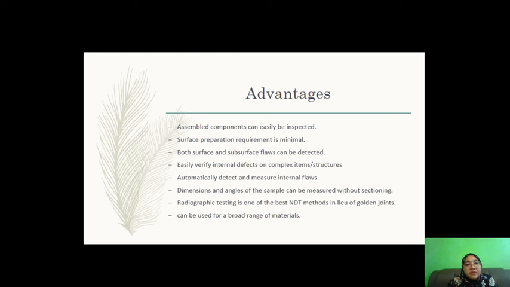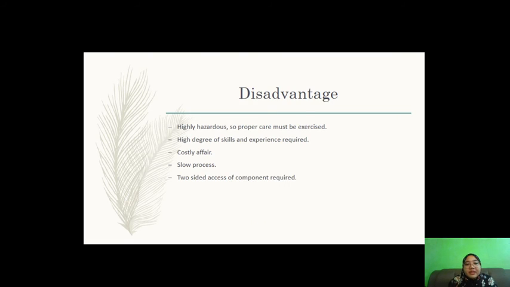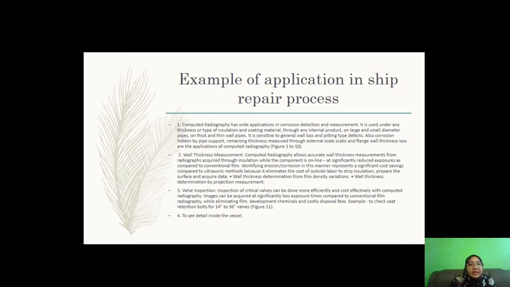These are the advantages of radiographic testing. Assembled components can be easily inspected. Surface preparation required is minimal. Both surface and subsurface flaws can be detected. Disadvantages are that it is a costly affair, a slow process, and two-sided access to the component is required.